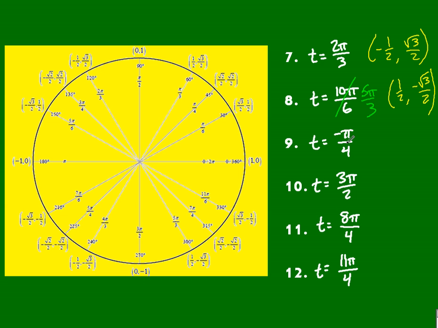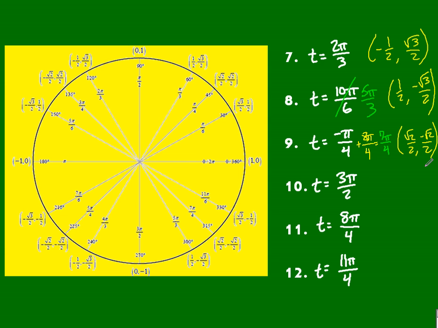Negative pi over 4, you have two options. Here's positive pi over 4, so negative is that same amount going in this direction, which is at 315. The other thing I can do is add 2 pi to this, which means if I made a common denominator, it would be 8 pi over 4. I'm now looking at an angle of 7 pi over 4, which again is what it would have been if I had gone the opposite direction. So just read off that ordered pair, which is square root 2 over 2 and negative square root 2 over 2.